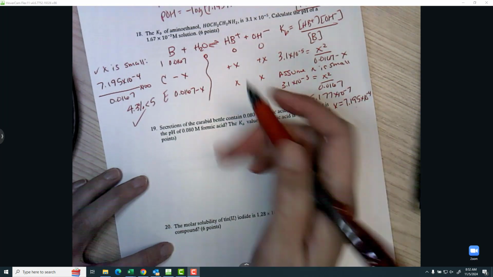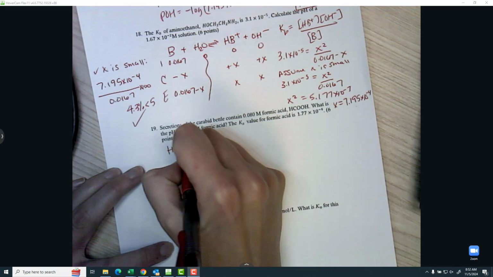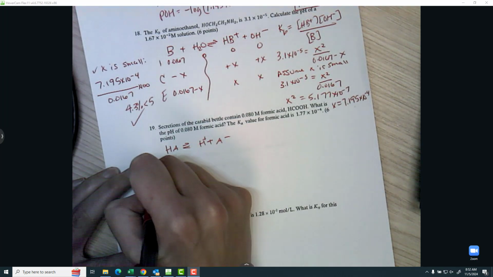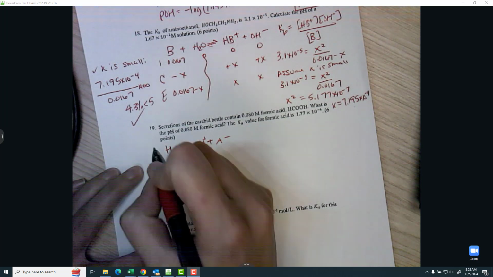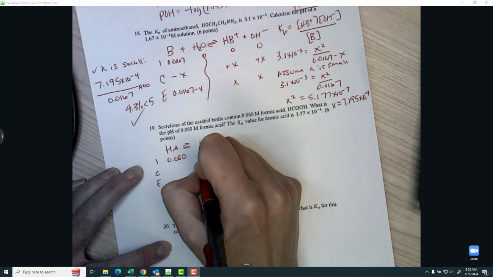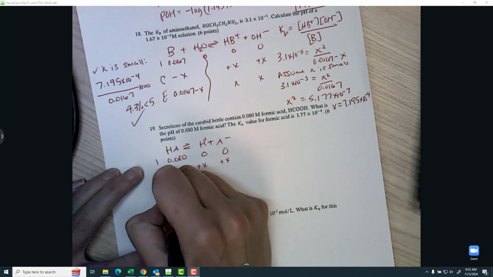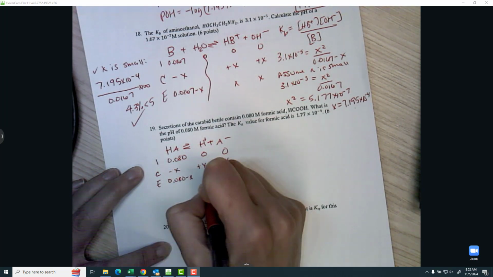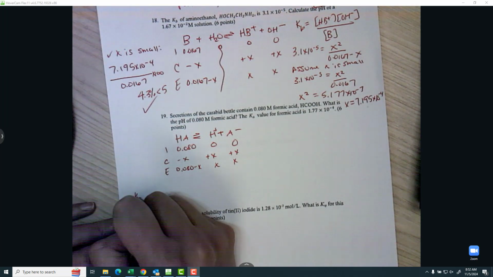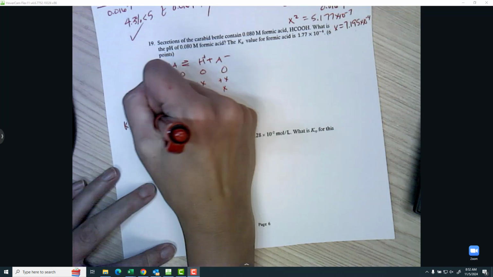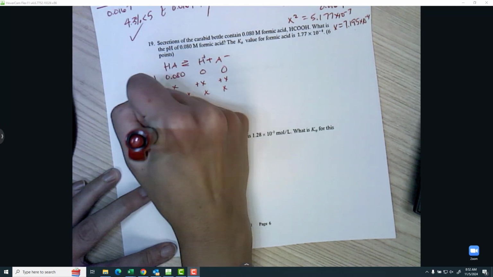Okay, number 19 is really similar, but this time it's for an acid. So the acid will lose a hydrogen and leave behind the anion. But my strategy is really similar. I'm going to make an ice table, put in my initial concentration, minus and plus x. Write an equation for K. This time it's a Ka. Ions on top. Whole acid on the bottom.